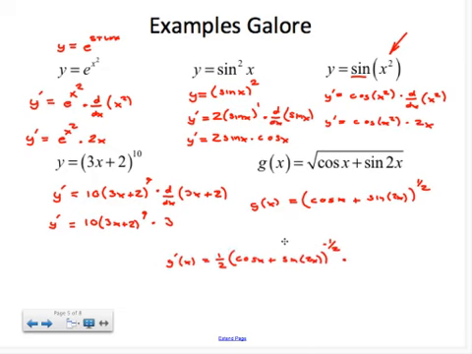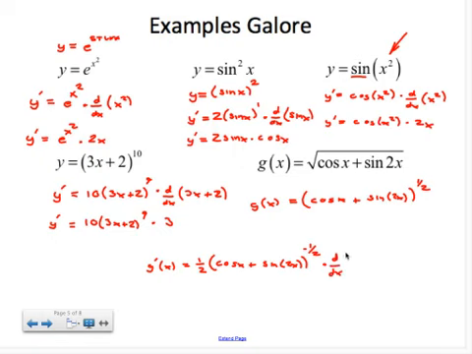So let me scoot this over a little bit so I have some room. Now, the derivative of the inner function, which is really two functions put together here. So what are we going to do here? The derivative of cosine x plus sine 2x. All right, let's go ahead and take care of that, and then I'll bring that other part down in a second here.